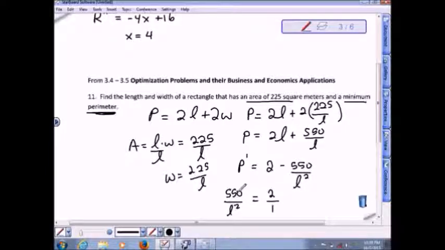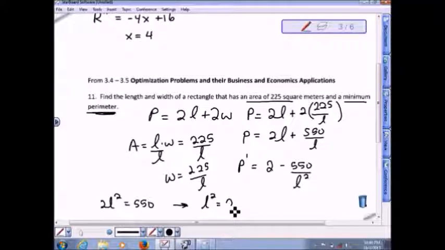This is what's called a proportion, where we have a fraction that equals a fraction. One way you can solve a proportion is by cross multiplying. So multiply those together and set them equal to each other. We're going to have 2L squared is equal to 550, which means that L squared is equal to 225. You square root both sides, and L is equal to, technically it's plus or minus 15, but because these actually represent lengths and widths of rectangles, we consider the feasible domain, which is positive numbers. So the length is equal to 15.